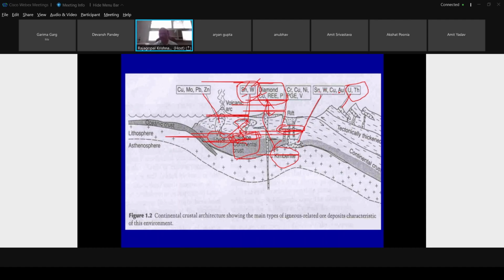Iftikhar, what is your full name? Iftikhar Hussain. Yeah, Iftikhar Hussain. Is it clear? Yes, sir. That means when people go for a detailed study of the continental crust, different metal deposits are associated with different types of rocks, right?